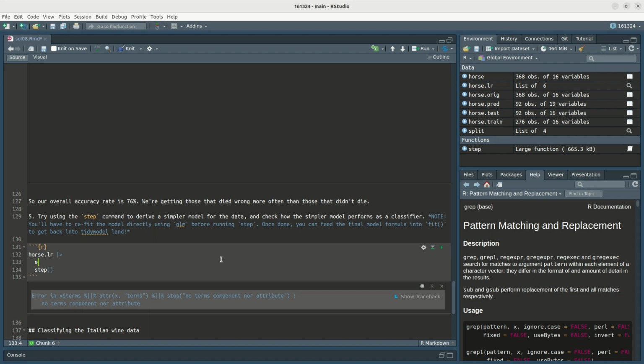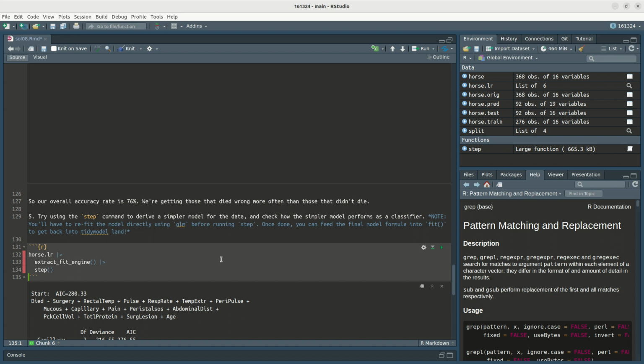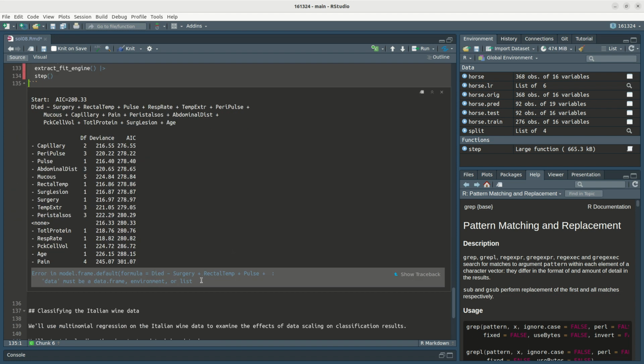You might try extracting the fit engine to get the underlying GLM object, and then trying step. You can see that it starts but quickly fails, and that's because it doesn't have the correct data. That's just a consequence of how the model is fit. Normally if you just fit a logistic regression using GLM, it will actually tag that data into the resulting model object, so that when you run step, it's got the original data to pull from for refitting the model with other covariates.